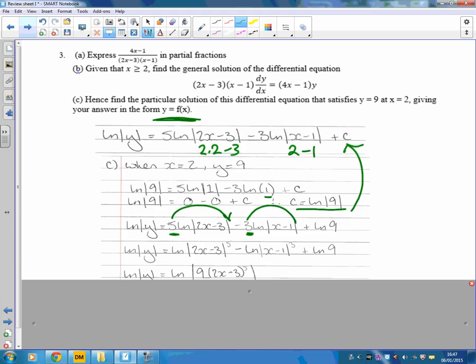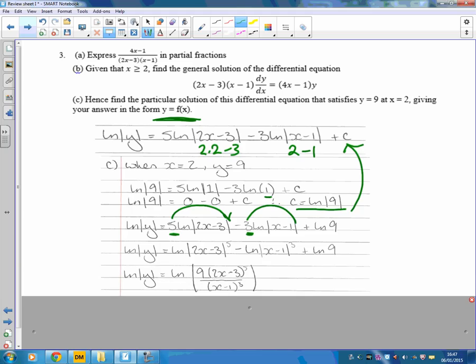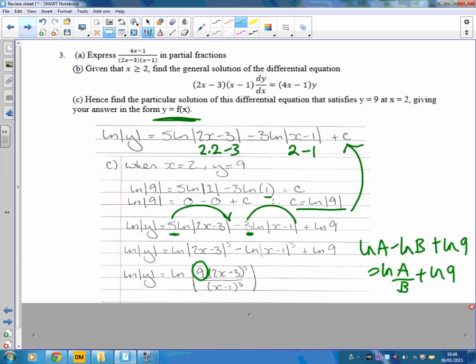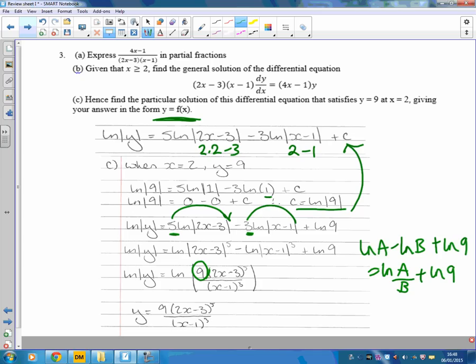Then I'm going to use the rule, well, what happens if I subtract. So if I subtract 2 ln's, that's the same as ln a over b. So I've divided 2x minus 3 to the 5 by x minus 1 cubed. Then I've added ln 9 to it, so if I add ln 9, that's the rule where you multiply together, so I'll get 9 times my fraction, which gives me this 9 here. And then last of all, I want to get the y by itself, so if I do e to the power of both sides, that gets rid of my ln's.